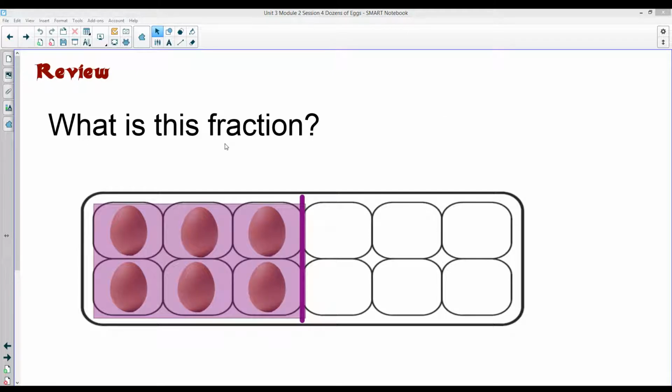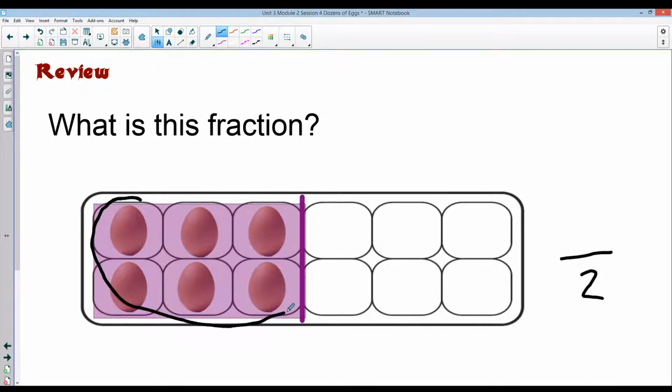Okay, you should have said 1/2. This would have been two parts. That goes in the denominator. And we had one part. Now we can say 1/2 of 12 eggs equals 6 eggs. This is a review from before. Look at that. Here's our 6 eggs in that 1/2.